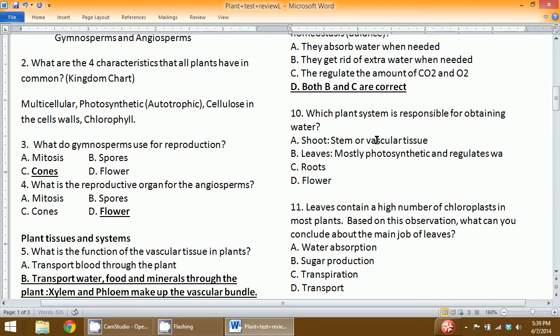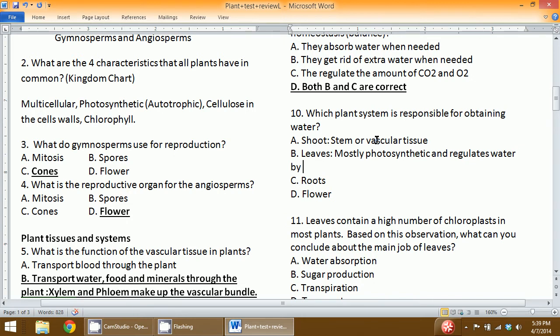Regulates water by losing it. So they regulate water by losing water through evaporation. So that one's close, but not the right answer. It's where it's lost, so it's like the opposite. Which actually does slightly help it, well, which does significantly help it obtain more water.